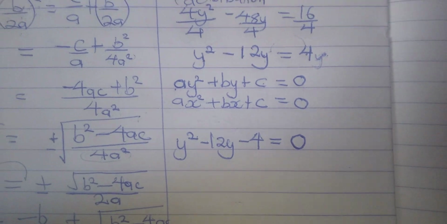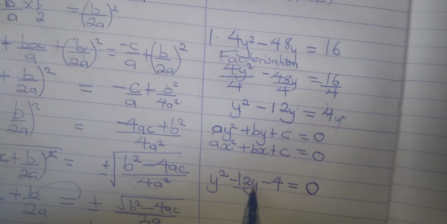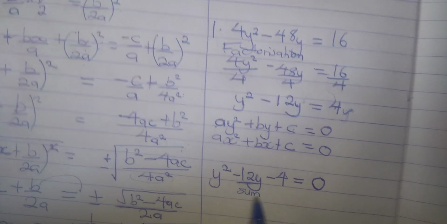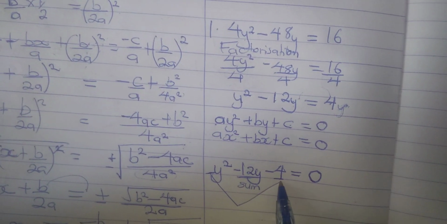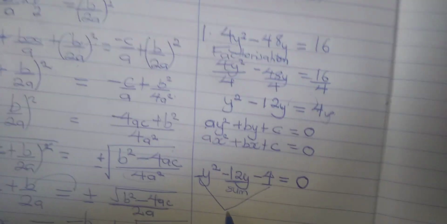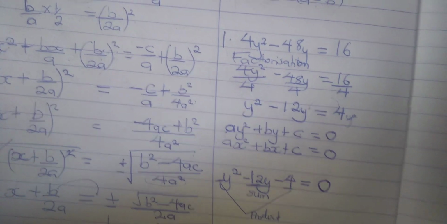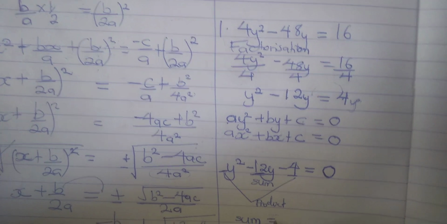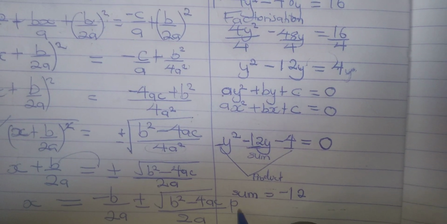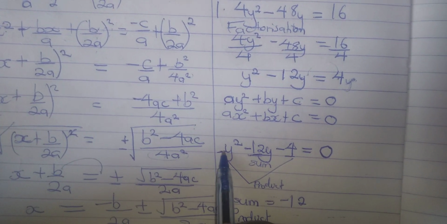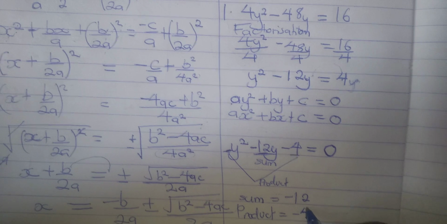So whenever I'm using factorization, I'll use what we call factors. This is the position of the sum. But always, when we multiply the coefficient here and the constant, they give us our product. This position here is for the sum. So for this case, the sum is negative 12, whereas the product will be this one, which we cannot see, times a negative 4, which will give us a negative 4.